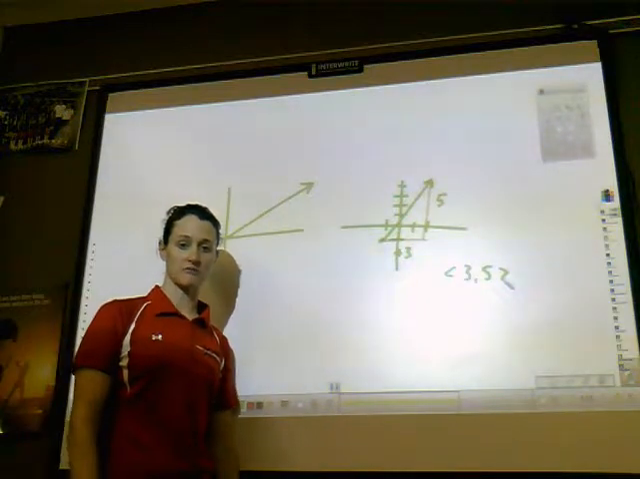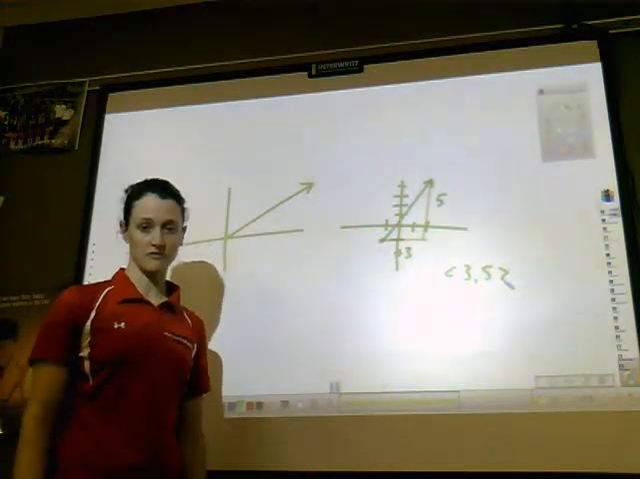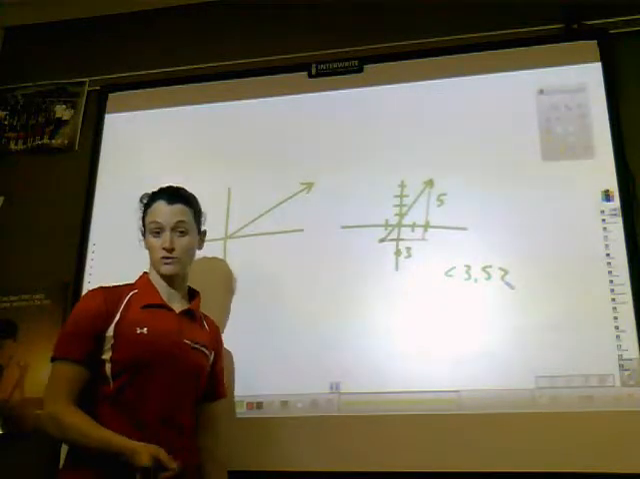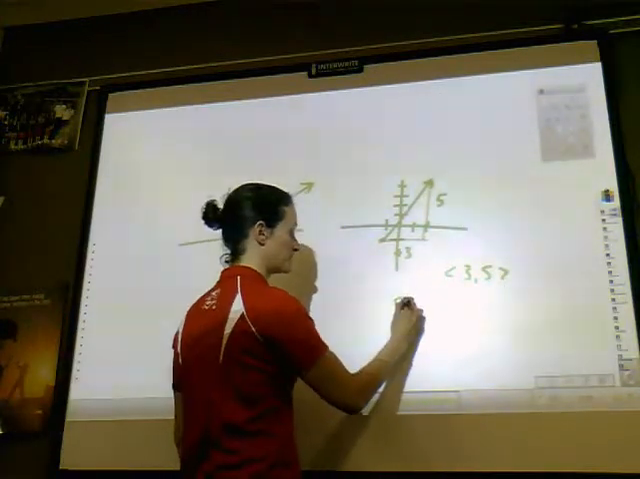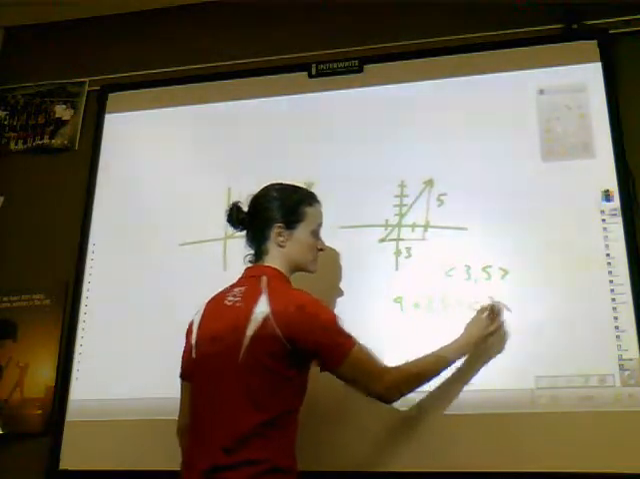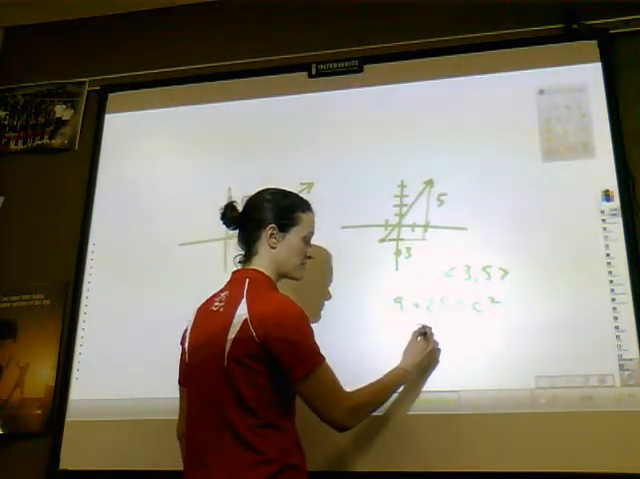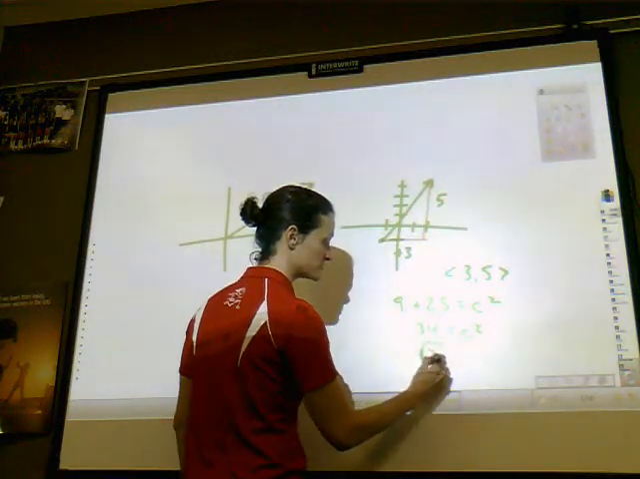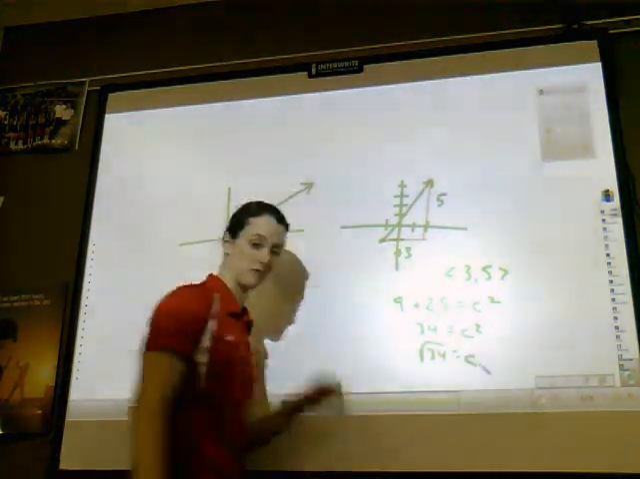Now its magnitude can be found one of two ways. You can plug it into a formula, which I hate, or you can use the Pythagorean theorem, which we all know. 3 squared plus 5 squared equals c squared. That is 9 plus 25, or 34, equals c squared. So the magnitude of that vector is the square root of 34.